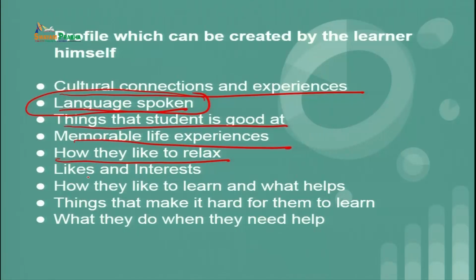Therefore, likes and interests, as I mentioned in the last slide, are important. They direct a learner, they tell about the preferences, and they enhance creativity. Flexibility with regard to their interests also comes in when it comes to likes and dislikes. Another important thing is how they like to learn and what helps, what things make it hard for them to learn, and what they do when they need help. So, how they like to learn and what helps.